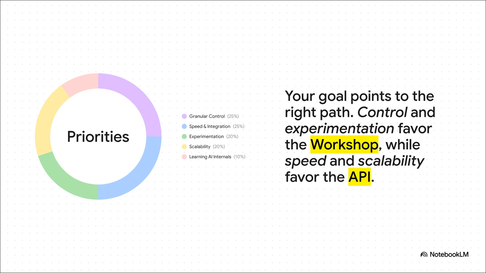Ultimately, it all comes down to your priorities. If granular control, deep experimentation, and learning the inner workings of AI are what really get you excited, you're on the workshop path for sure. If speed, simple integration, and massive scalability are your main goals, you're heading straight for the API.